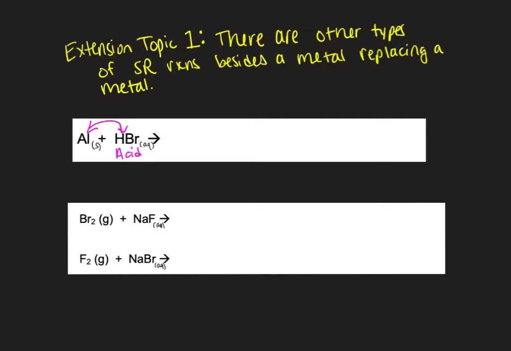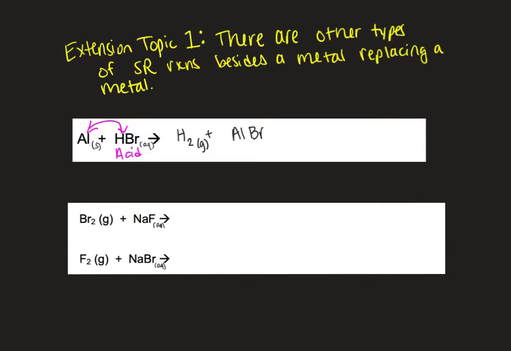So when we're predicting our products, we're going to kick out hydrogen, and then we're going to hook the aluminum up with the bromide ion. All right, but we have to do some thinking about this. Hydrogen is a diatomic element, so it's going to be H2. Also, that's going to be a gas.